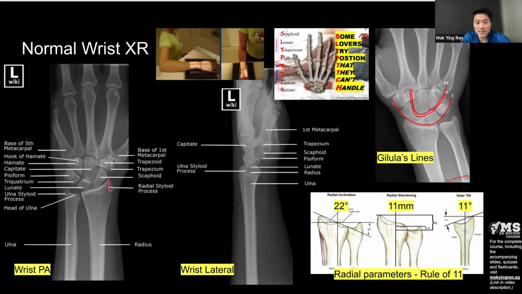And finally, on the lateral view, we can look for a normal volar tilt. That means the hand is actually tilted volarly, tilted towards the volar or palmar aspect. So if you see a dorsal tilt, then that will be going opposite, and that means we may have fracture over the distal radius. But these are the radial parameters: inclination, radial height, and the tilt. Okay, and you can see they are all something to do with 11s, 22 degrees, 11 mm, 11 degrees.